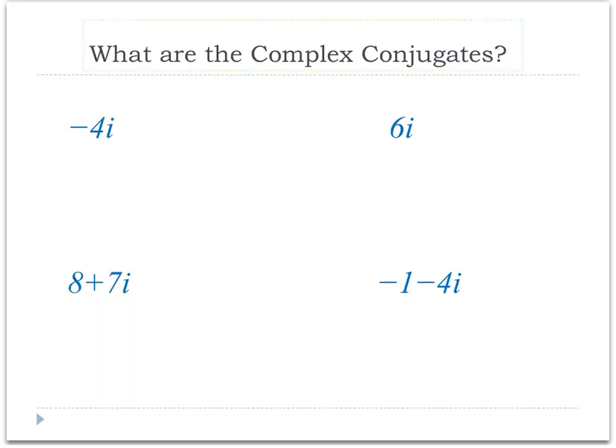So I want to find the conjugate of these numbers. Okay? So conjugate, remember, just means I take my complex number, which is a plus bi, or a minus bi, depending on how it's given to you, where a is the real part and b is the imaginary part.